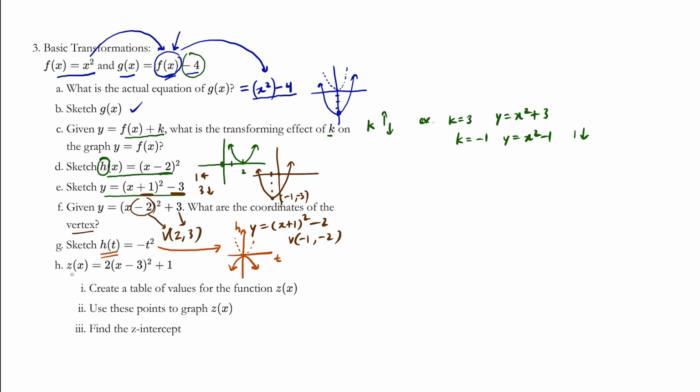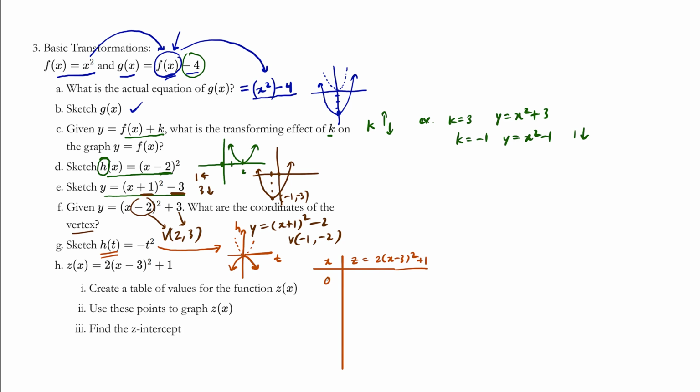Last one here, we have z of x is equal to 2 times x minus 3 squared plus 1. So let's create a table of values for this function. Let's just try to meditate and think about what this means. So this is our x value, and this is our z value, which happens to equal 2 times x minus 3 squared plus 1. So let's plug in a couple points.